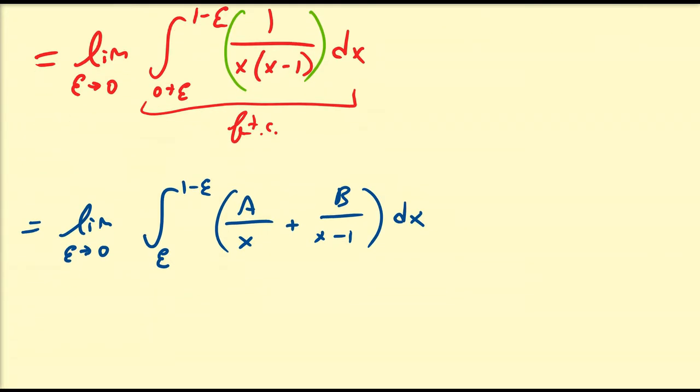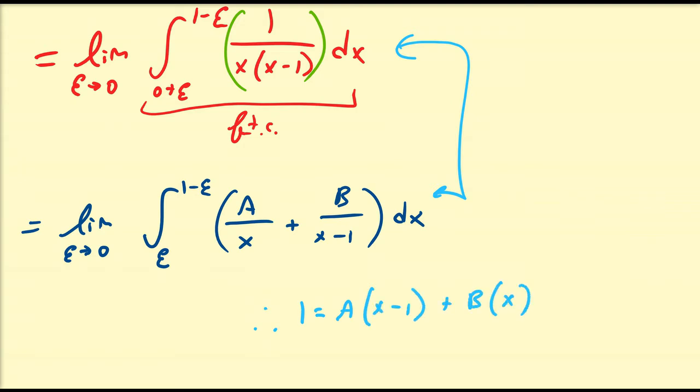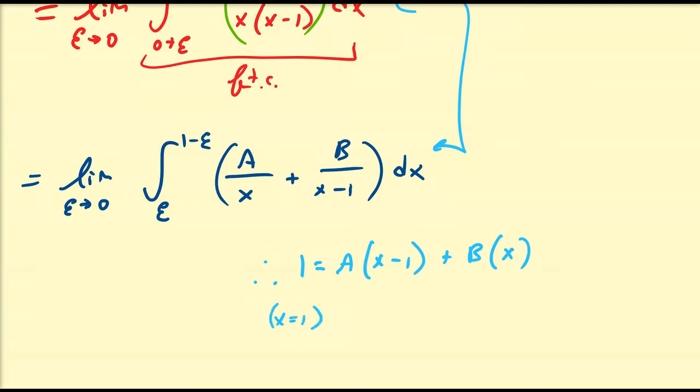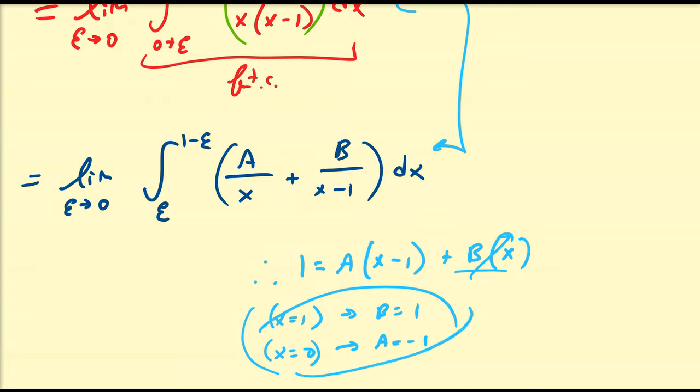So we want these integrands to be equal to one another. If that is the case, then 1 must be equal to a times (x minus 1) plus b times x. So if we cross multiply on the integrand equivalence, we get this relation. If we let x be equal to 1, we have that b is equal to 1. And if x is equal to 0, that term goes away. 0 minus 1 is negative 1, so negative a equals 1, so a must be equal to negative 1. So those are the constants for partial fraction decomposition.